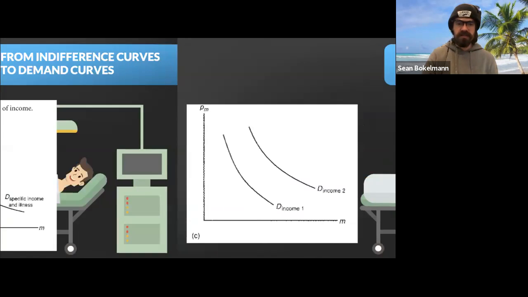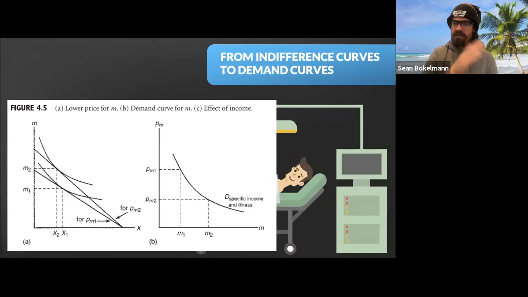Any questions about this process of deriving demand curves from indifference curves? Everybody's good? Okay.